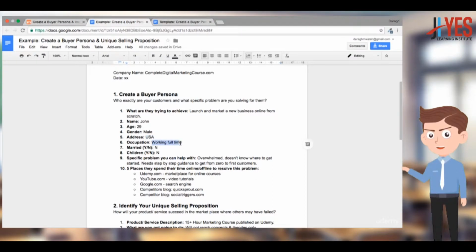He's working full time, so this is kind of a side project for him. I'll just add that in for the moment. I just imagined he wasn't married and he didn't have any children, and the specific problem that he had is that he was overwhelmed, didn't know where to get started, needs step-by-step guidance to get from zero to his first customers. So this is essentially the problem that I had maybe 2 years ago.